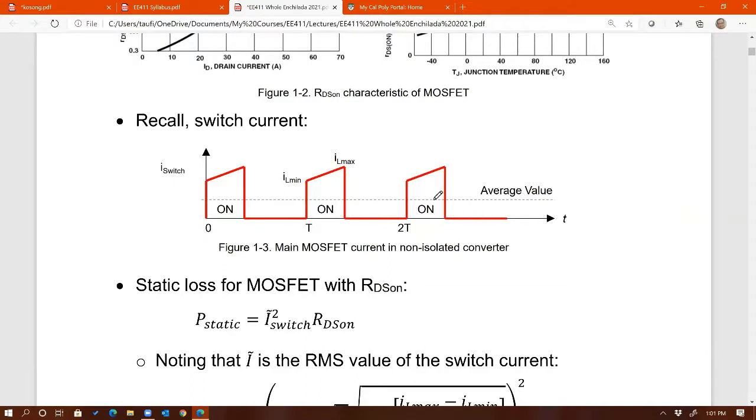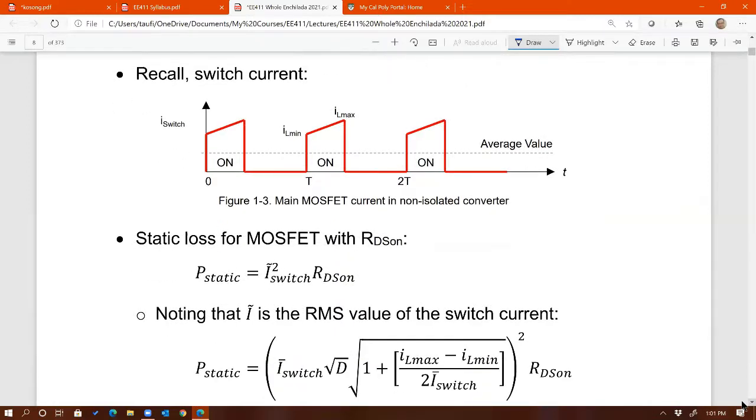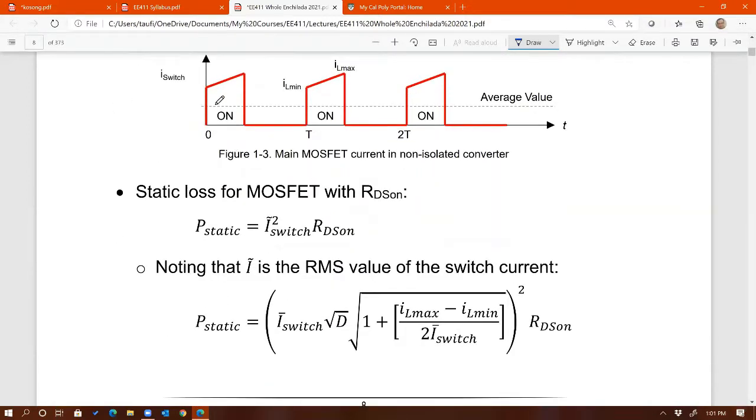That's the very first step. Once you know this shape, then in order to calculate static loss, you need to find the RMS value of this current. Again, that's from EE411, chapter 2, and then square it, find total RMS square times RDS on for the MOSFET. So that gives you static loss.